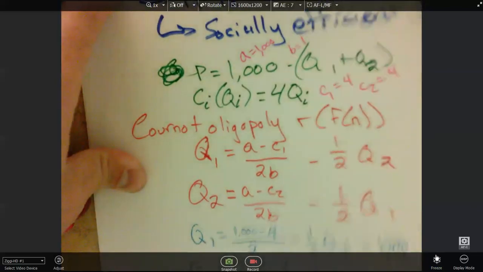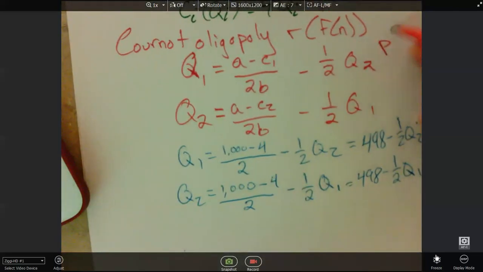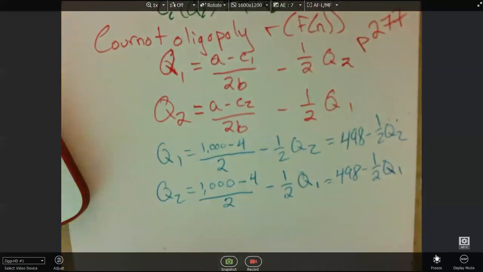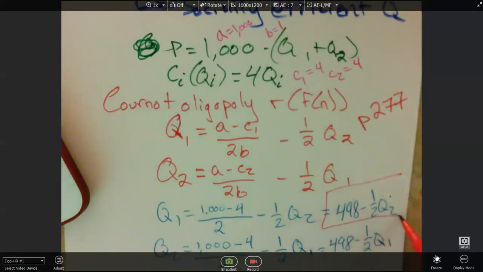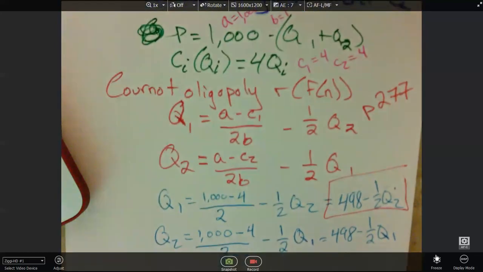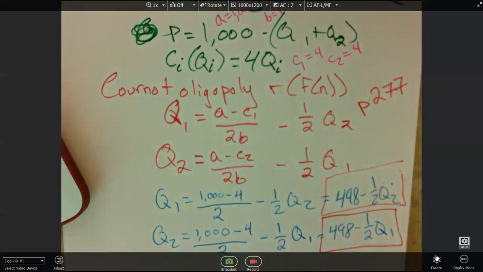So our formula, again, from page 277 in the text, bottom of page 277, is where these are coming from. And we are just plugging and chugging. We're labeling A is 1,000, B is equal to 1, C1 is 4, C2 is 4. Plugging that in, we end up with 498 minus 1 half Q2 as the Q1 reaction function, and 498 minus 1 half Q1 as the Q2 reaction function. Okay, good. So, what's my equilibrium price? Go.